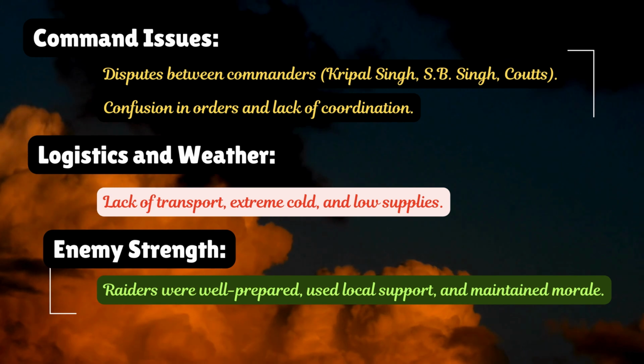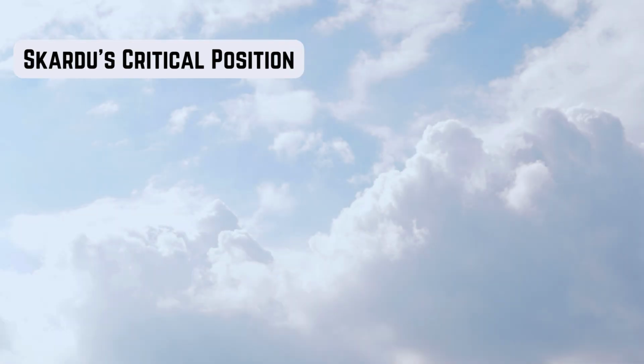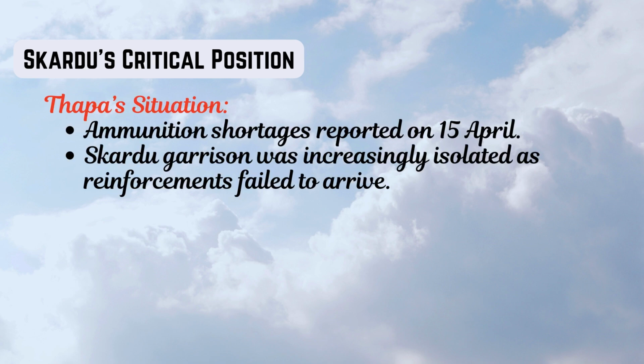Alright, friends, let's now discuss Skardu's critical position and how it became the centerpiece of this tragic campaign. Major Thapa and his garrison faced unimaginable odds as reinforcements failed to arrive. Let's break it down. By 15th April, Major Thapa reported ammunition shortages, leaving the garrison unable to mount effective defenses for much longer.